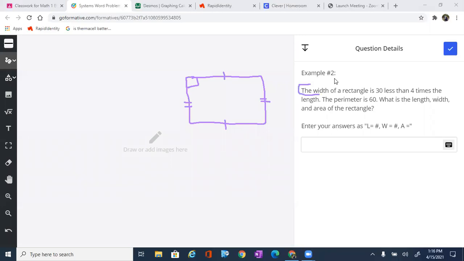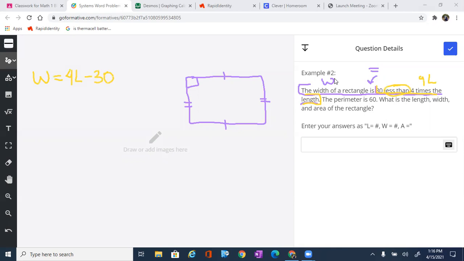So it says the width of a rectangle is 30 less than 4 times the length. So what it tells us is the width, W, equals this statement of 30 less than 4 times the length. That means we're taking 30 away from 4 times the length. So 4L, and we're going to subtract 30 from it. So the width is equal to 4L, 4 times the length, and then we take away 30.